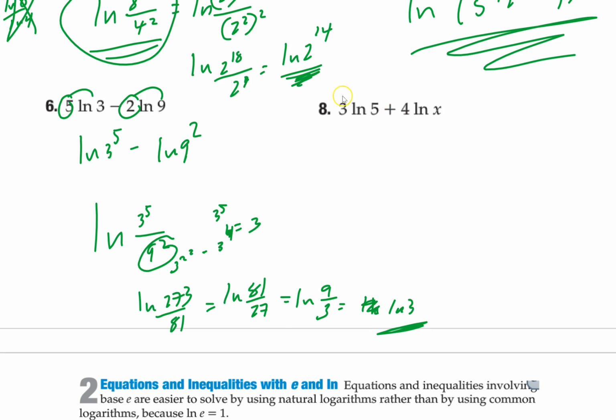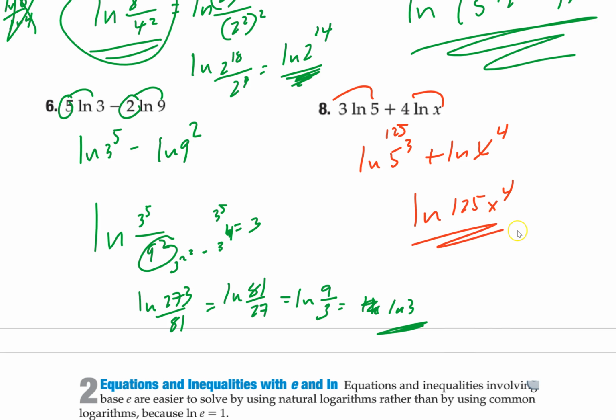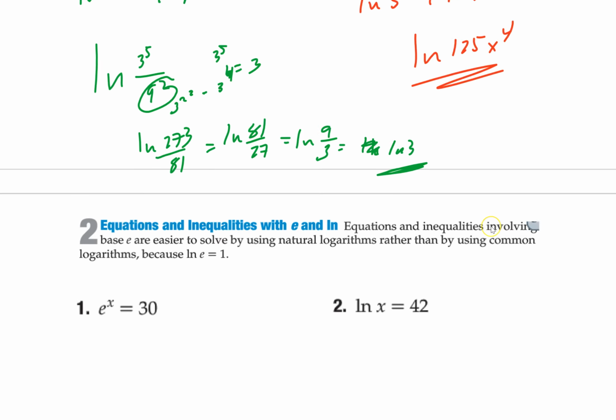Sitting here, bring this to the top, bring that to the top. Natural log of 5 cubed, 125, plus natural log of x to the 4th. This is 125. Plus means multiply. Natural log of 125 times x to the 4th. Done. Now that we've practiced condensing, and remember we use it when we solve, let's practice some solving.